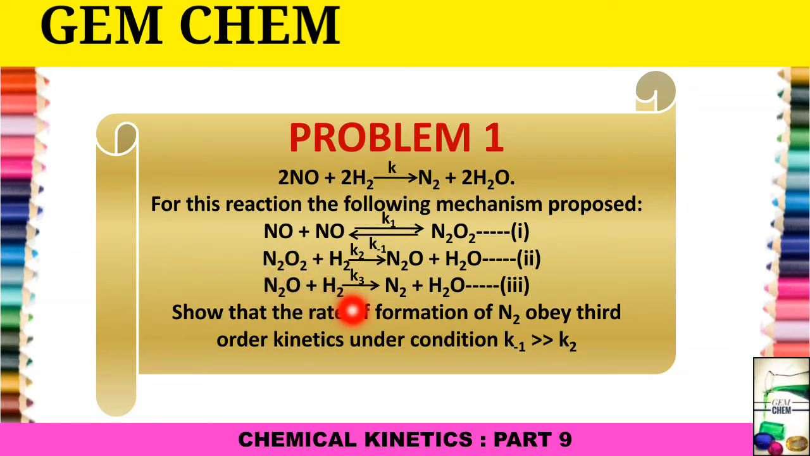N2O plus hydrogen produces N2 plus H2O. We have to show that the rate of formation of nitrogen obeys third order kinetics under the condition where K minus 1 is much greater than K2. So what is the intermediate? In this case there are two intermediates. One is N2O2 and another is N2O. So we have to do two steps, right?